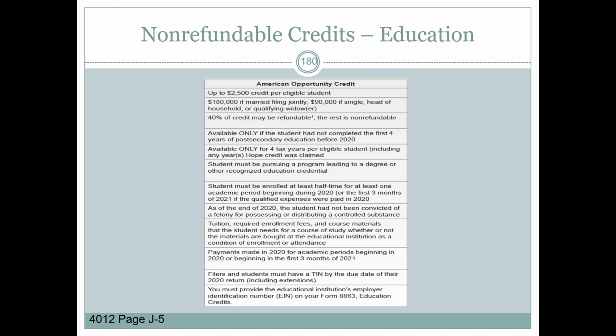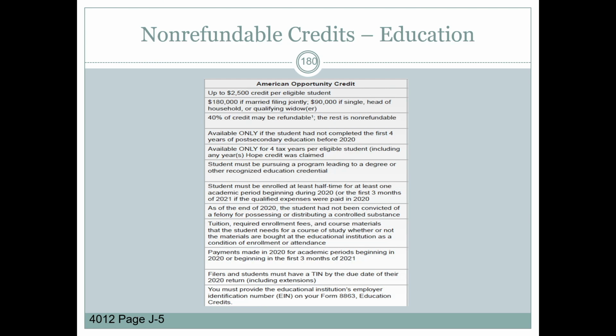Available only for 4 tax years per eligible student, including any years the Hope credit was claimed. Student must be pursuing a program leading to a degree or other recognized education credential. Student must be enrolled at least half-time for at least 1 academic period beginning during 2020, or the first 3 months of 2021 if the qualified expenses were paid in 2020. As of the end of 2020, the student had not been convicted of a felony for possessing or distributing a controlled substance.